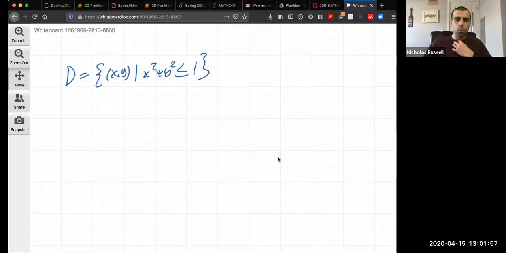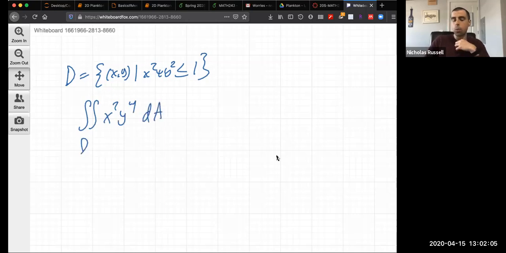So what I want to do is share my screen here and show you a whiteboard that I'm going to write on. And what I'm going to talk about specifically is, let's say I want to try to find the integral of x squared y to the fourth dA over this region D here. And this region D here is the unit circle.